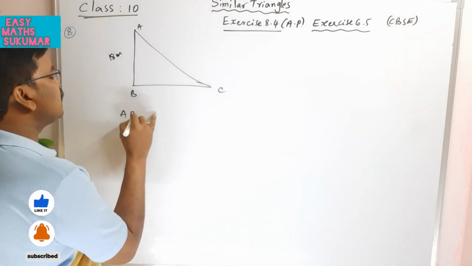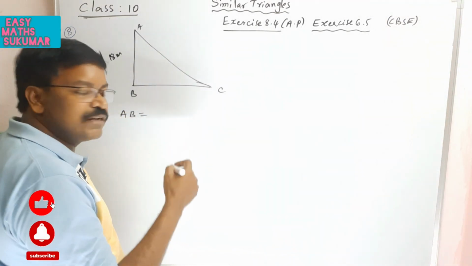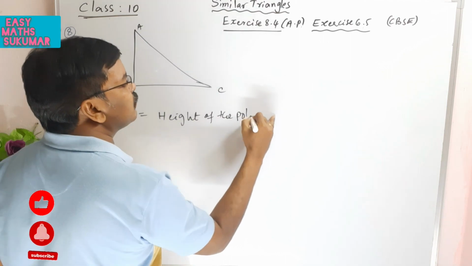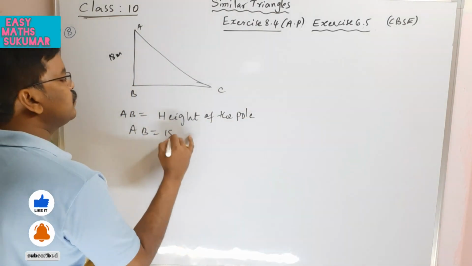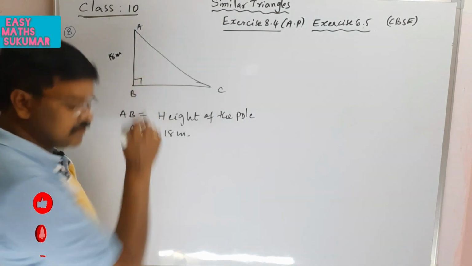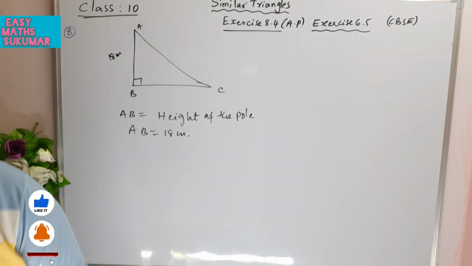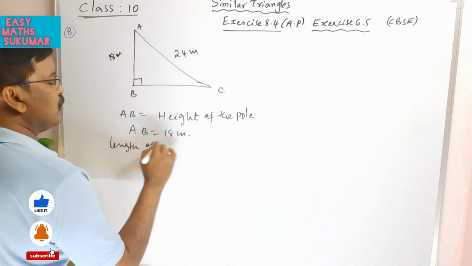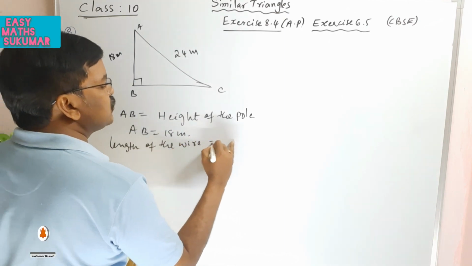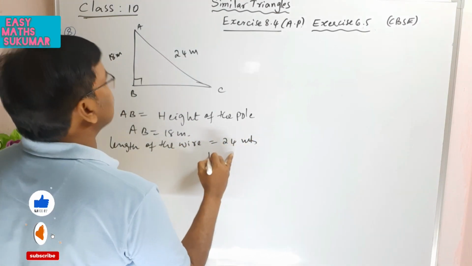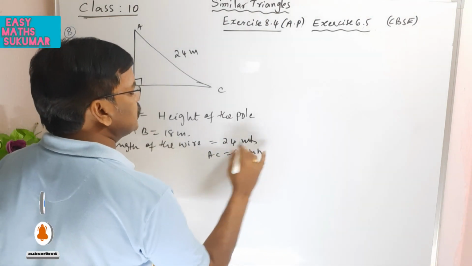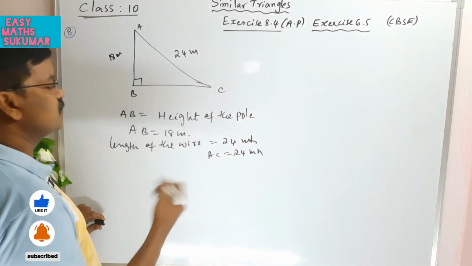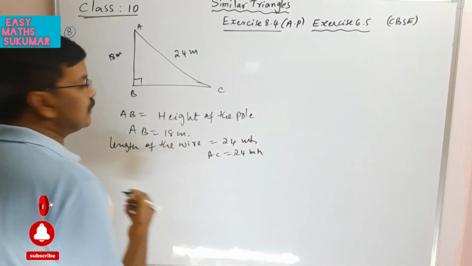Now what is BC? AB, my dear students, is the height of the pole. The height of the pole is equal to 18 meters. And what next here? The length of the wire is 24 meters. That means AC is equal to 24 meters. It's a very simple sum. I want to leave you this sum for homework, but I am covering all the sums in this 10th class.